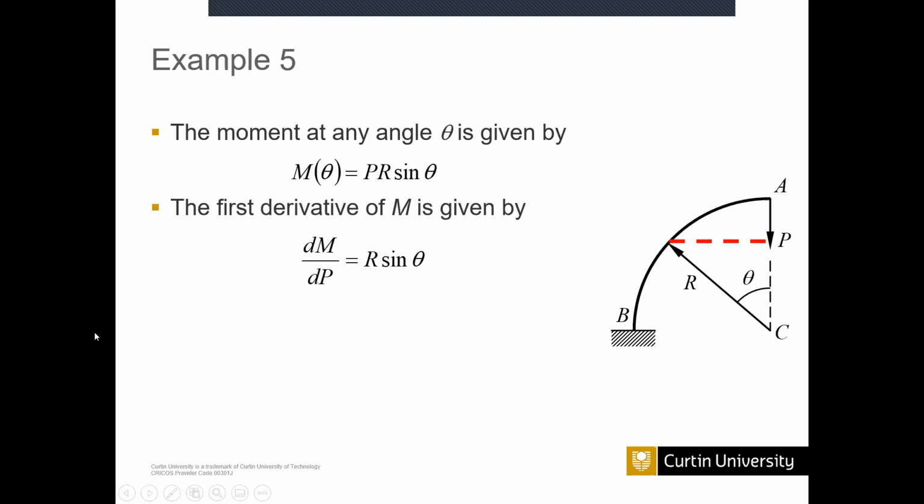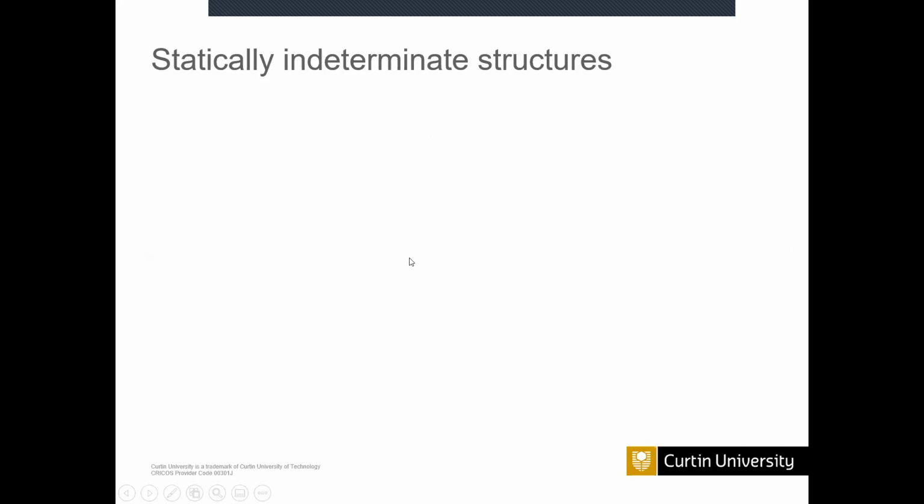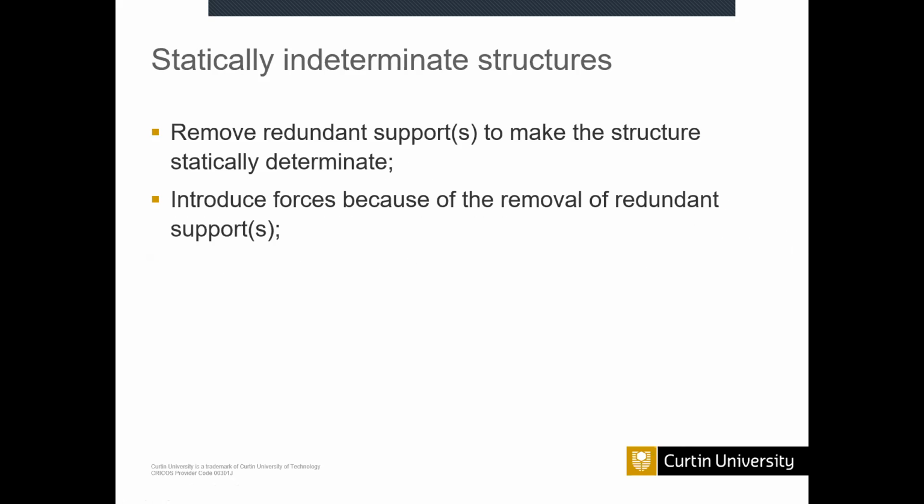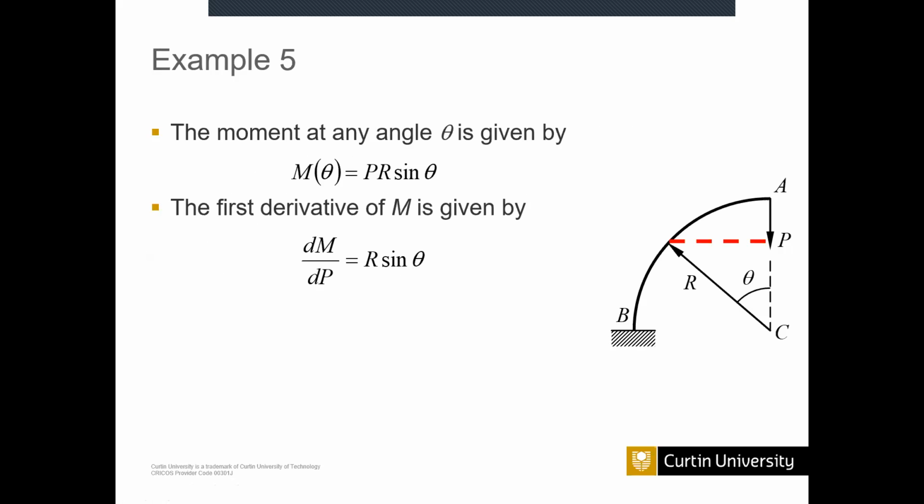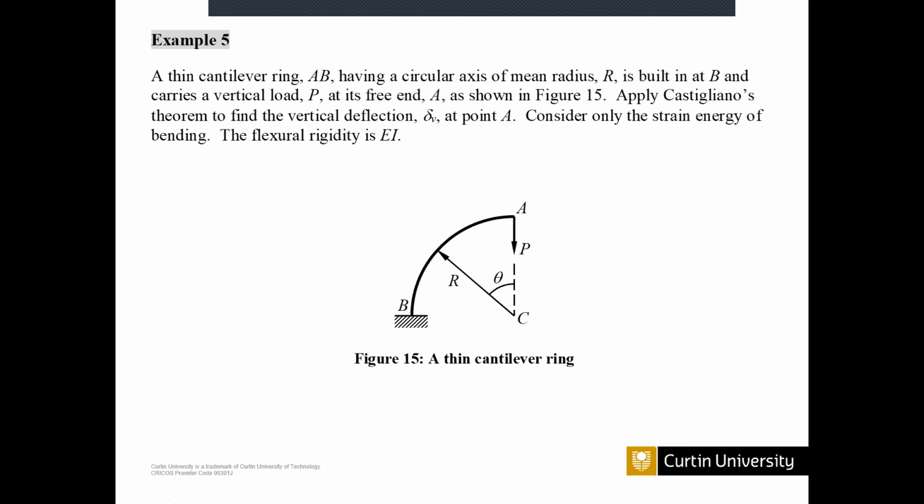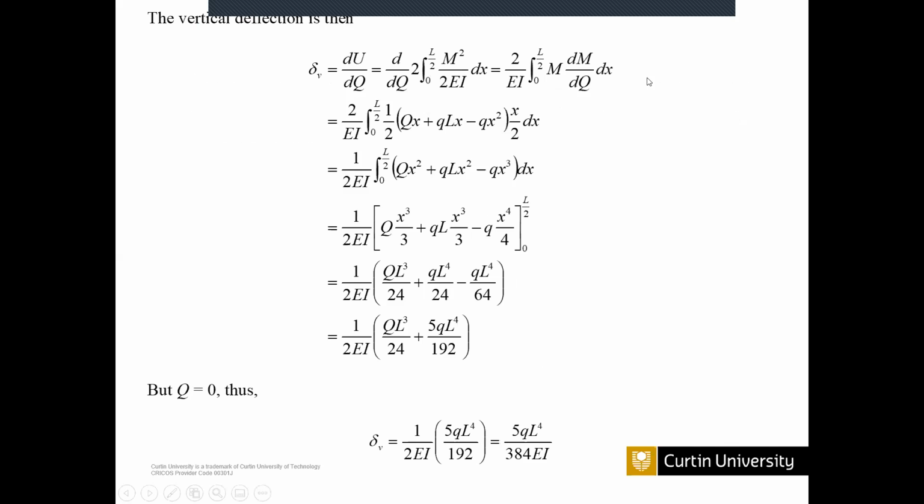Then take the first derivative with respect to P, because we need to find the deflection at point A. That's why there is a point load P. The first derivative of P r sine theta with respect to P is r sine theta. Now we know the terms. Here they didn't mention other calculations. Then use the deflection, delta equals 1 upon EI times the integral of that function. This kind of equation you can use to do the calculation.